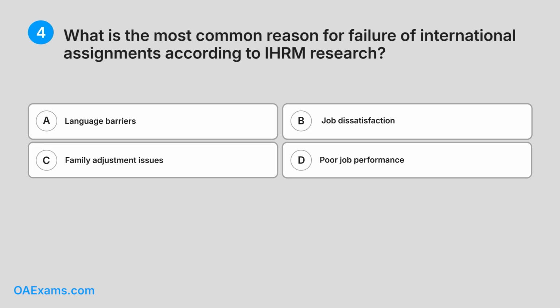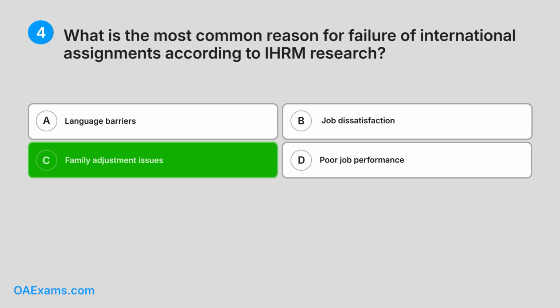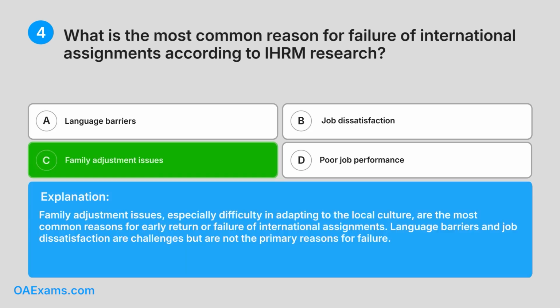Correct answer, C. Family adjustment issues. Explanation. Family adjustment issues, especially difficulty in adapting to the local culture, are the most common reasons for early return or failure of international assignments. Language barriers and job dissatisfaction are challenges, but are not the primary reasons for failure.